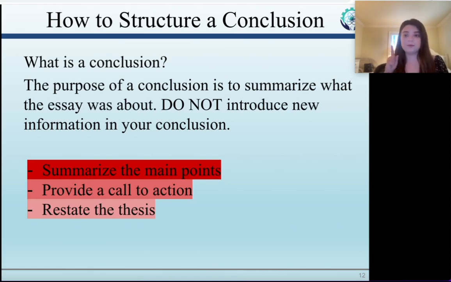Okay. So, what do we do in a conclusion? Number 1 is we summarize the main points, right? What are the key takeaway points that you would want someone who's reading your work to take away? The second one is provide a call to action. And what I mean by that is basically provide something that people reading this essay can do if they're in that position, right?